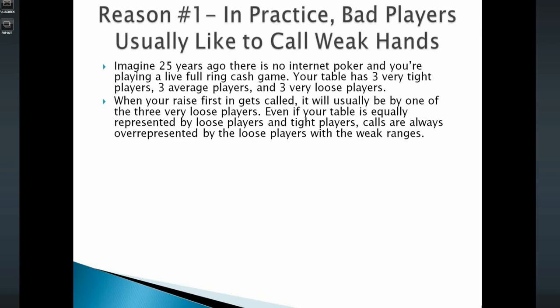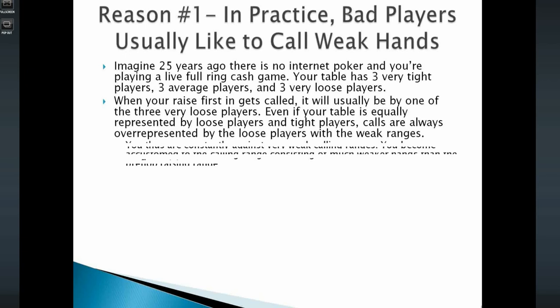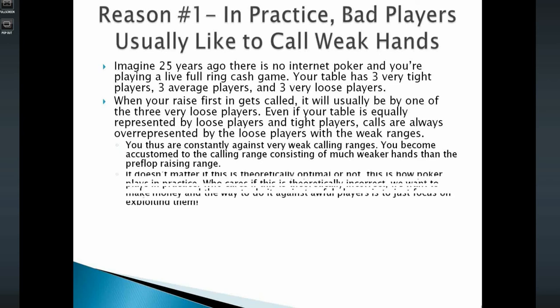Even if your table is equally represented by loose players and tight players, calls are always overrepresented by loose players with the weak ranges. This should intuitively make sense. Even though there's the same amount of tight players and loose players, the loose players are the ones usually putting their money in the pot, so they're the ones you're usually playing against. You thus are constantly against very weak calling ranges. You become accustomed to the calling range consisting of much weaker hands than the pre-flop raising range.